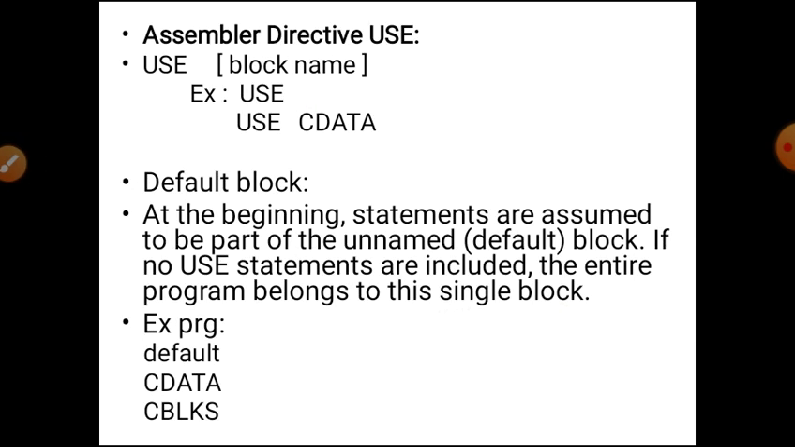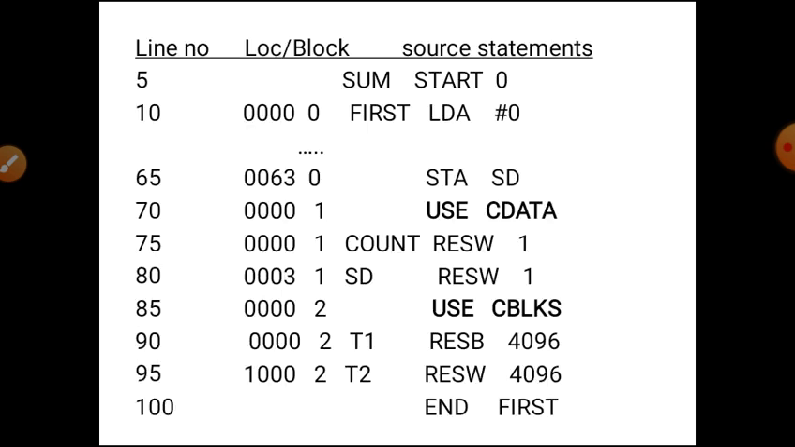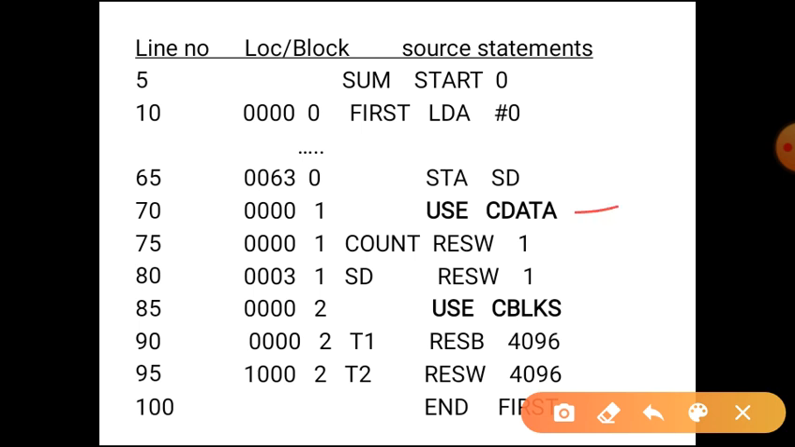With respect to program blocks, we use one assembler directive, that is USE, which can be followed by a block name, or there may not be any block name. This USE directive indicates the beginning of a new program block, or it can also indicate a continuation of the previous program block. For example, here I have USE cdata, which indicates the beginning of a cdata program block. USE cblks indicates the beginning of another program block. Here I don't have any USE statement, which indicates the default block. That is the use of this assembler directive.